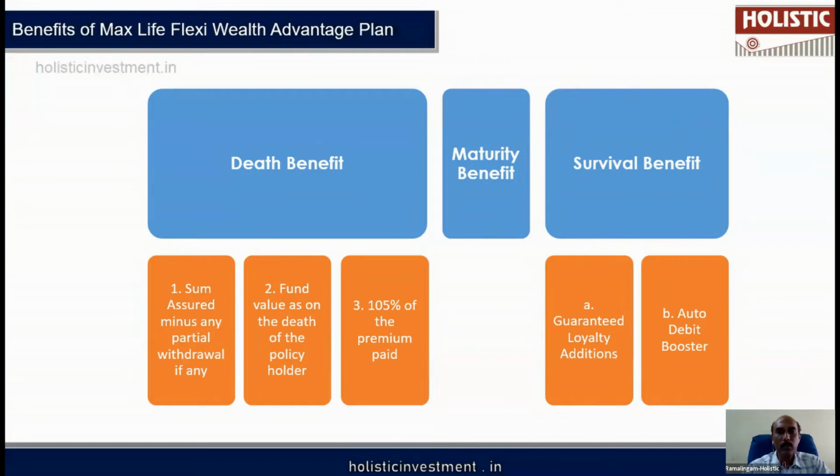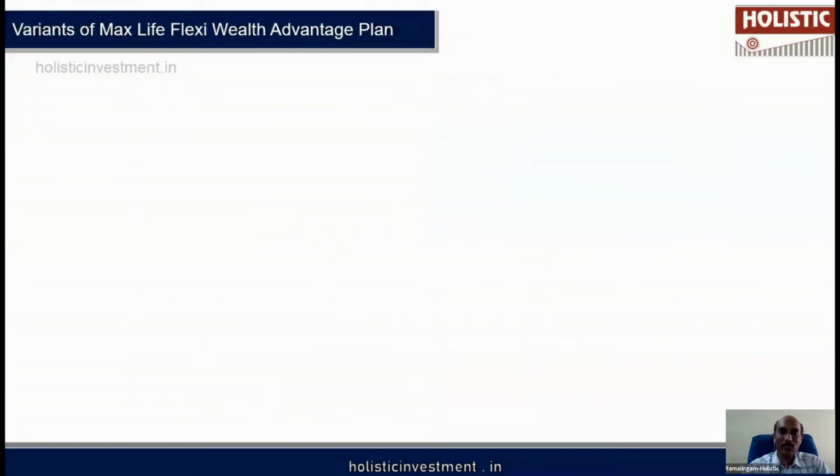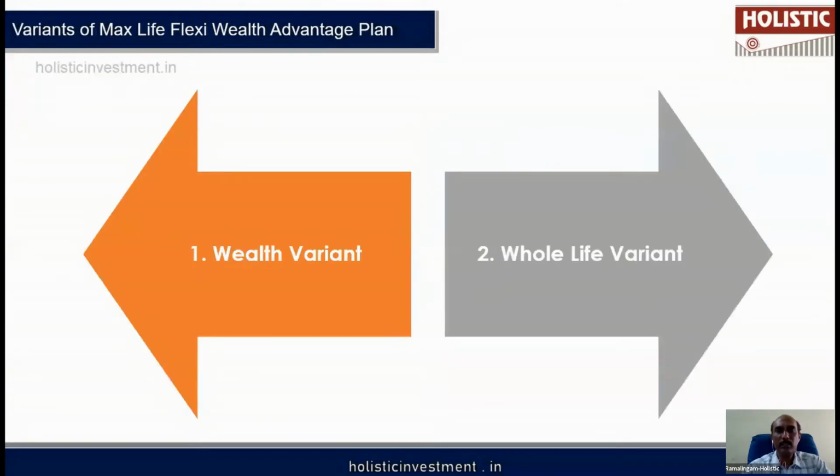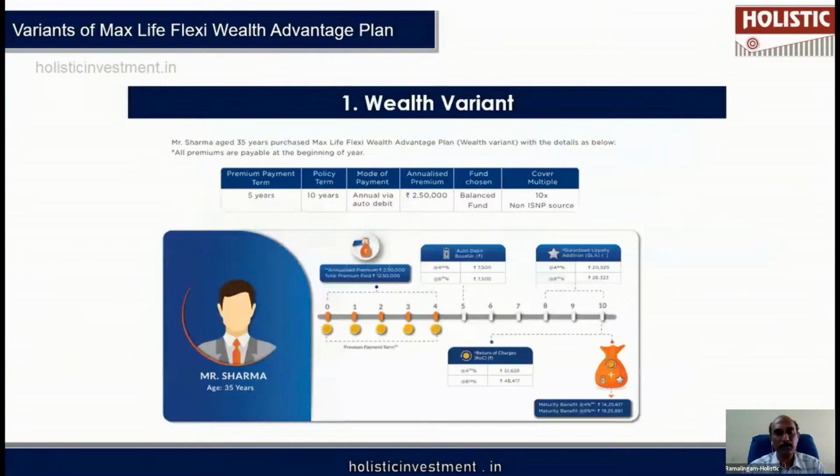Now, let us look at this maturity benefit via illustrations. There are two variants available in this policy. One is the wealth variant, and the other one is the whole life variant. We will evaluate both the variants. For the wealth variant, we are taking an example of someone who is at the age of 35, paying premium for 5 years and waiting for 5 years. That is, the total policy term is 10 years.